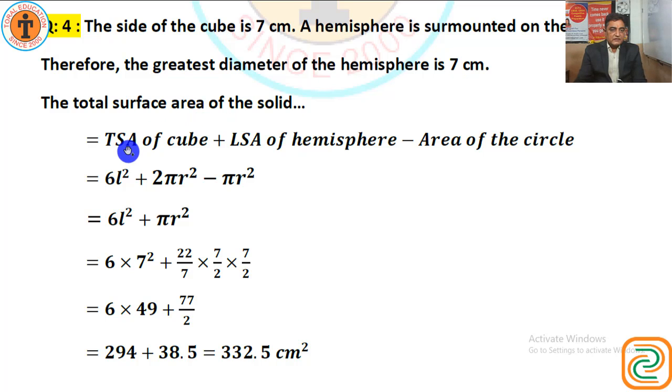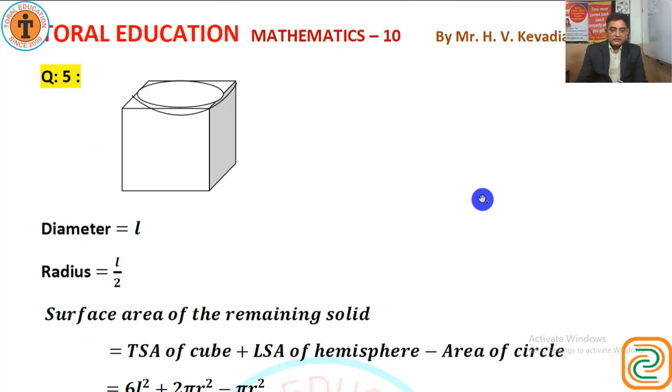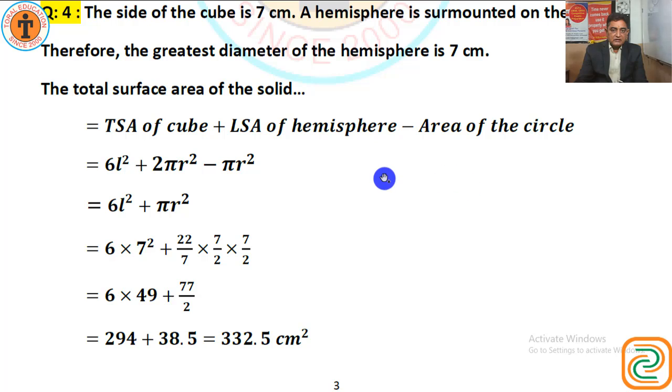Total surface area: TSA of cube, if there is a cube, then TSA, plus LSA of hemisphere, the above LSA, and area of the circle minus area of the circle, which is at the bottom of the hemisphere. So 6L square plus 2 pi r square minus pi r square. Right? 2 pi r square minus pi r square, that is pi r square.